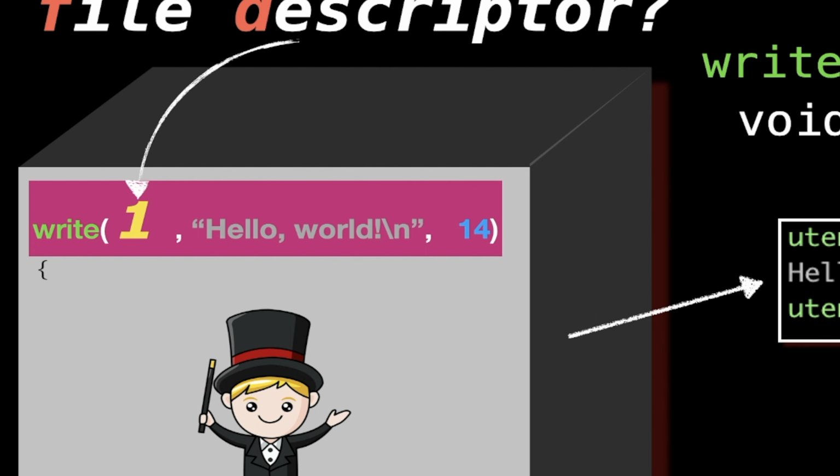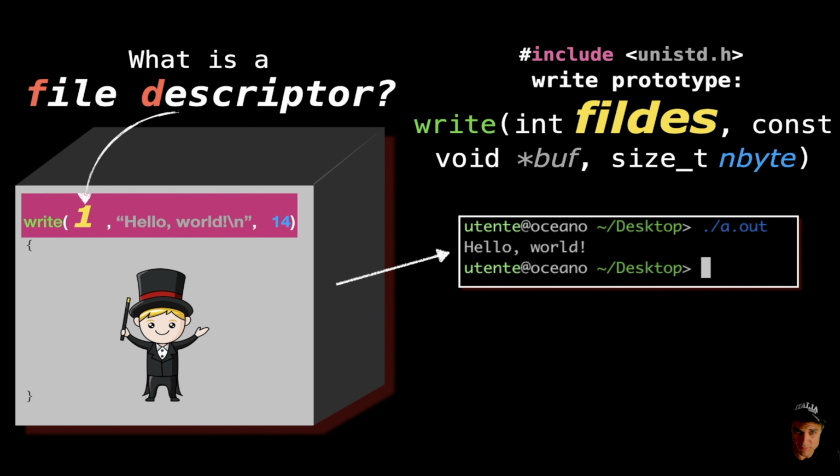14 is the number of bytes that I want to write. Hello world \n is 14 bytes because a char is 1 byte. So boom, magically we have in the standard output, which is the terminal, the string hello world. Easy peasy. You know this stuff super well.